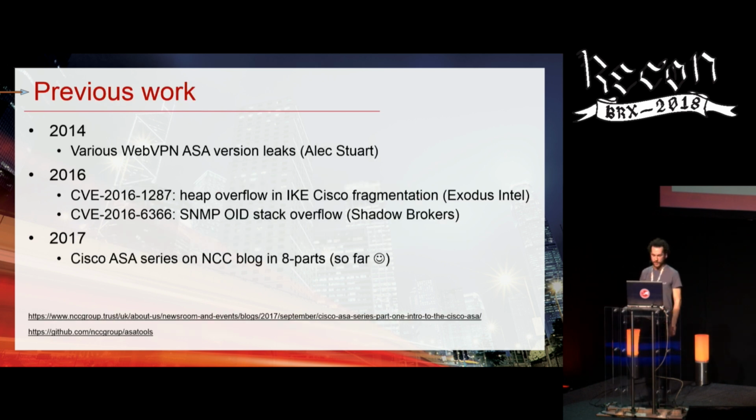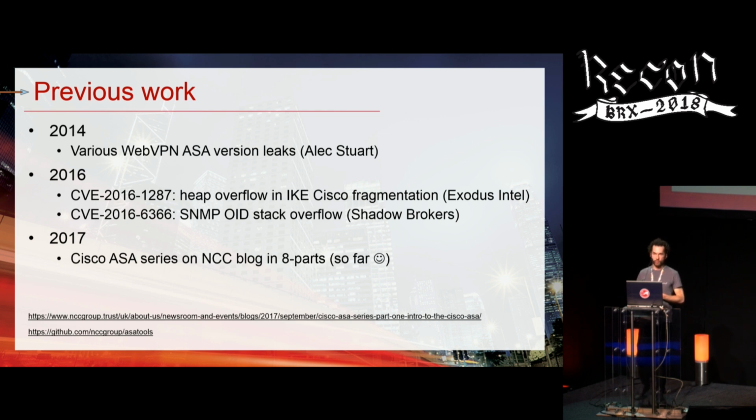So, previous work. In 2014, Alex Stewart was interested in looking at ASAs. He did a really good presentation. He was one of the first ones to actually look at the internal routing of the ASA, leaking the ASA version. It was really, really good. Then 2 years later, in 2016, Exodus Intel did an amazing job exploiting a remote code execution bug in the IKE Cisco fragmentation protocol, and published an exploit after responsibly disclosing it to Cisco.